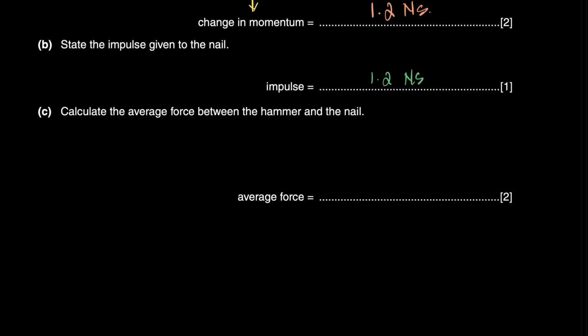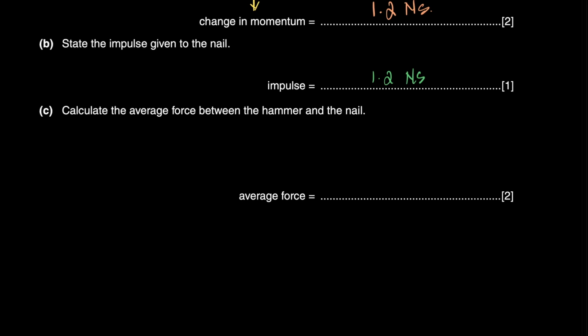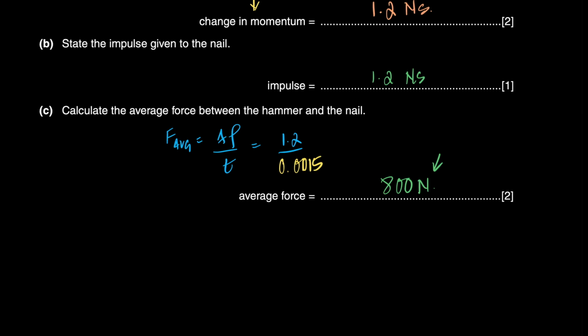Calculate the average force acting on the hammer. That's pretty easy. We have already done half the equation. Average force is just the change in momentum like we did earlier, over time. Change in momentum is 1.2. Negative, if you want to put it, that's fine. It'll just come out to be negative. Time is 0.0015 seconds. The answer comes out to 800 newtons. Correct sign is important. It is newtons.